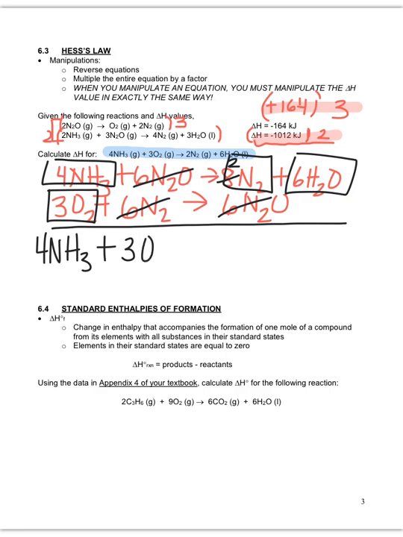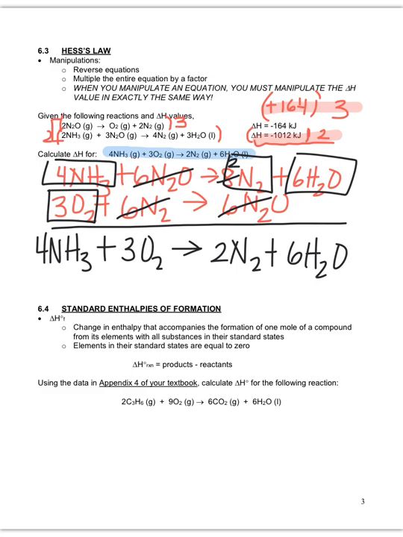3 oxygens, 2 N2s, and 6 waters. All right, now we're just going to double check to make sure that this equation matches what we were trying to calculate the delta H for. And you can see it does. There's the 4 NH3s, 3 O2s, 2 N2s, and 6 waters.